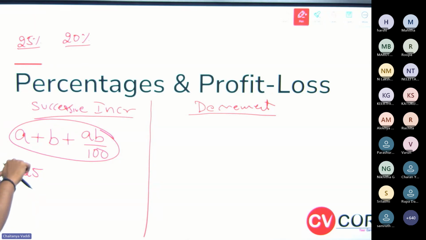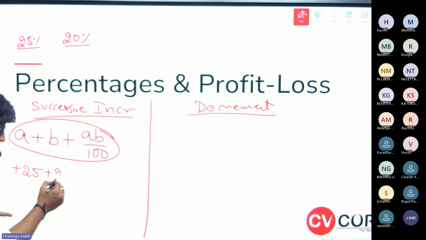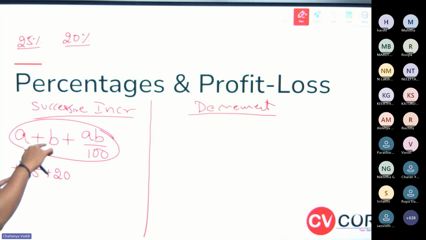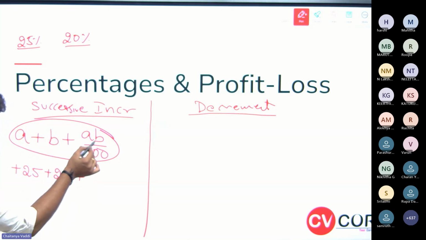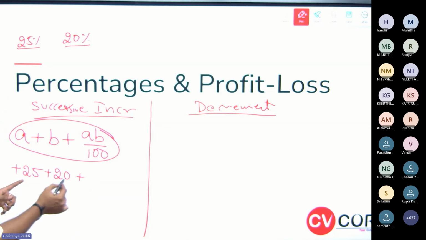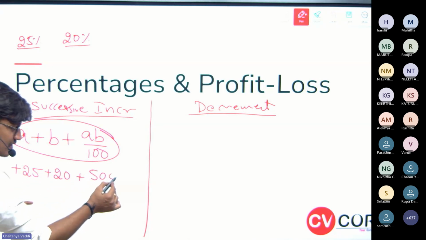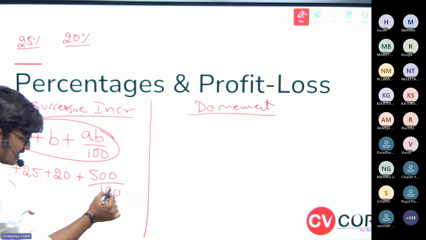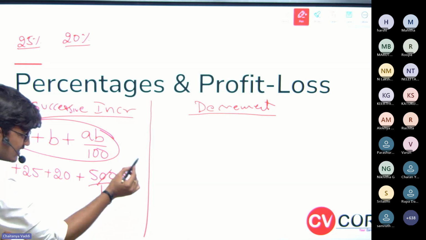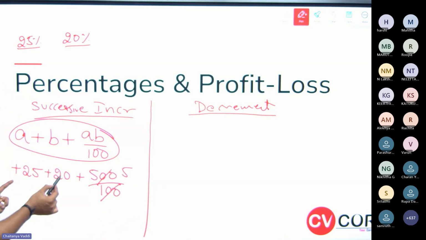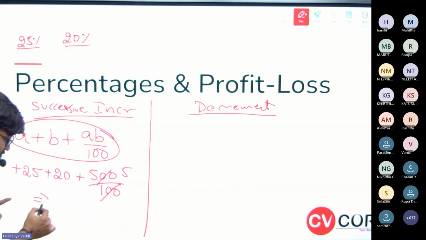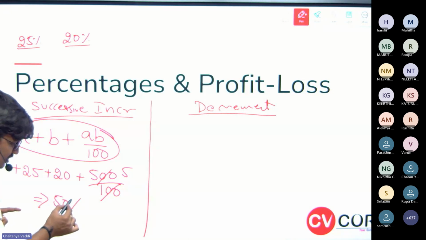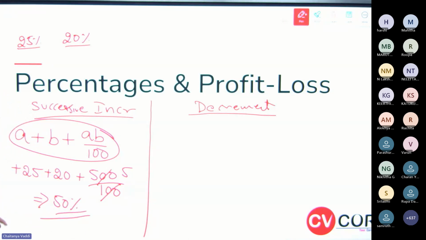So the speed got increased by 25% the first time. The second time again it is a 20% increase. So the A value is 25, the B value is 20. Now A into B, what is 25 into 20? It is 500. 500 by 100 is 5. So 25 plus 20 plus 5 equals 50%. So the overall increase in the speed is 50%.